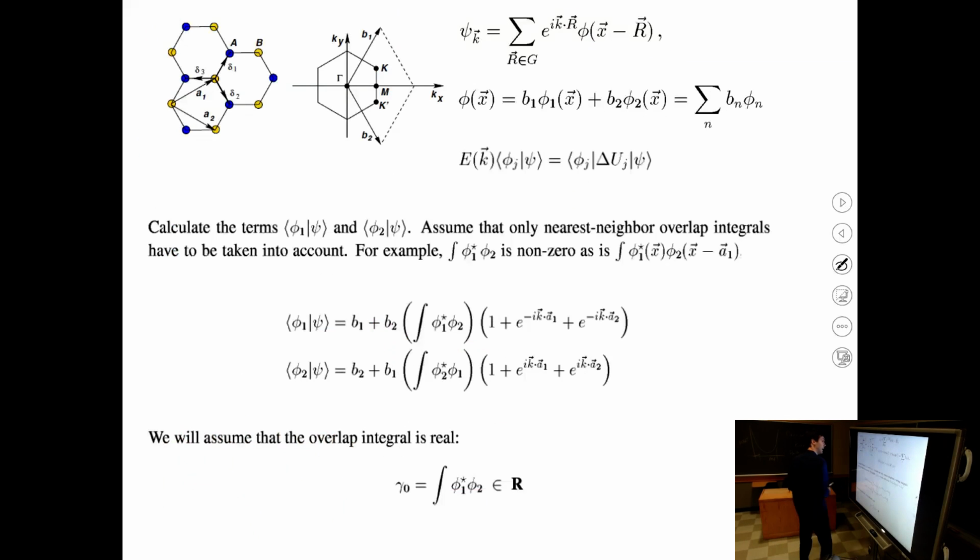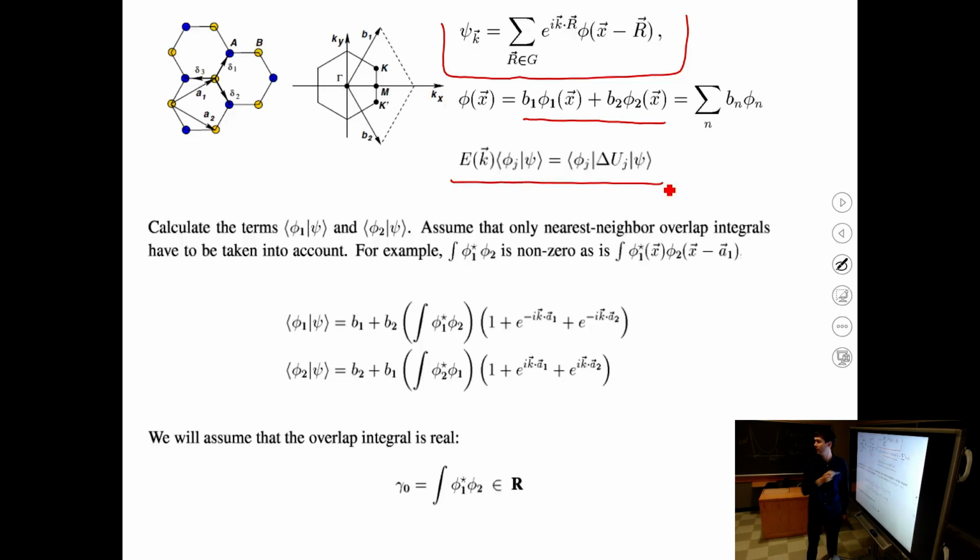Okay, so our plan is to look for a solution in this form, where phi is given by a combination of being on sublattice A and sublattice B, and then solve a Schrodinger equation, which we rewrote in projection to phi 1 and phi 2 this way. That's going to create a matrix, 2 by 2 matrix, which we diagonalize and find the energy solutions. This is just our way of solving the Schrodinger equation. Here we calculate these matrix elements that we need here.